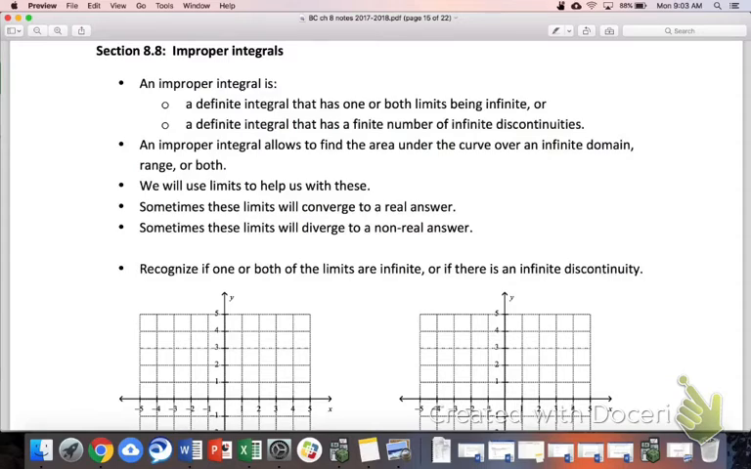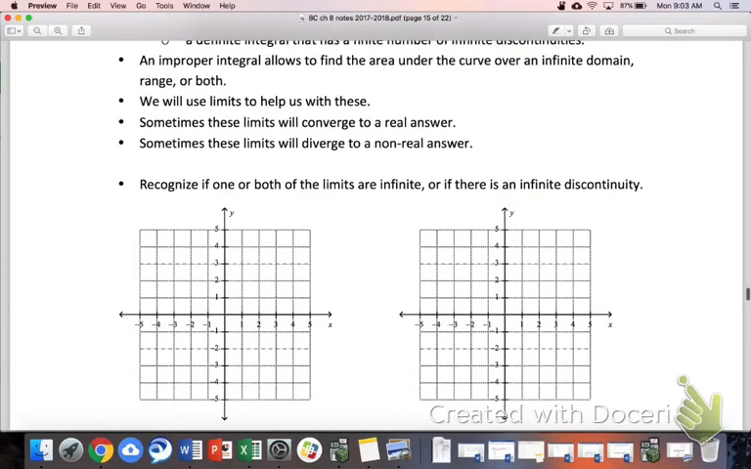This brings up all kinds of issues. We'll look at some graphs here. So these improper integrals are very useful. Believe it or not, look at the second sentence. To me, the second sentence is kind of amazing. It says an improper integral allows us to find the area under a curve over an infinite domain, an infinite range, or perhaps even both. Think about what I just said there. You can find area over an infinite domain. There's going to be some contradictions and some paradoxes that you will have a hard time believing, but the math will tell you what it tells you. Okay.